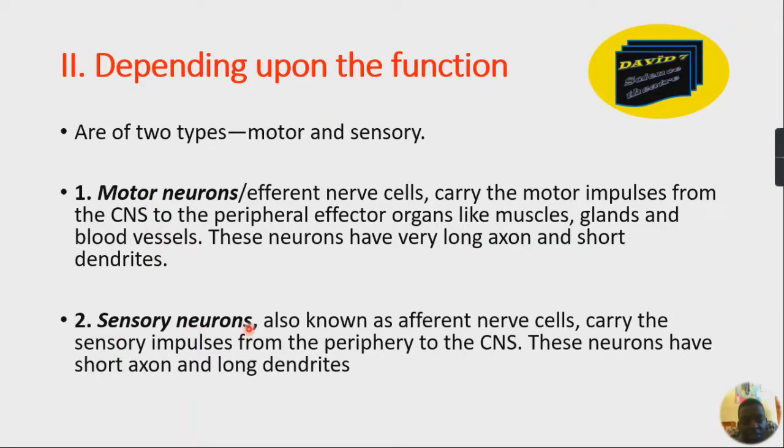When it comes to sensory neurons, these are afferents, and they carry the sensory impulses from periphery to the central nervous system. You'll find they have a short axon and long dendrites. So that is a sensory. Short axon, sensory. Long axon, motor. Okay, the opposite.